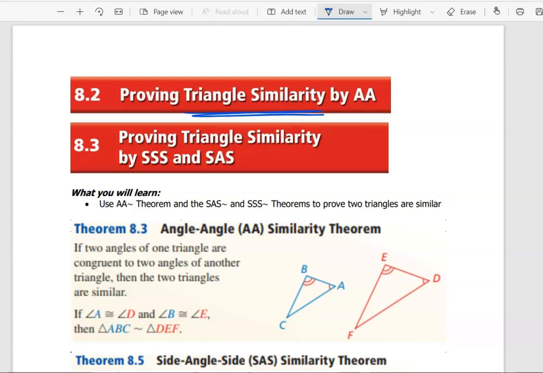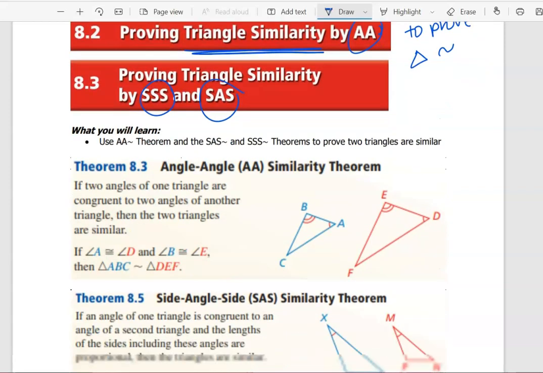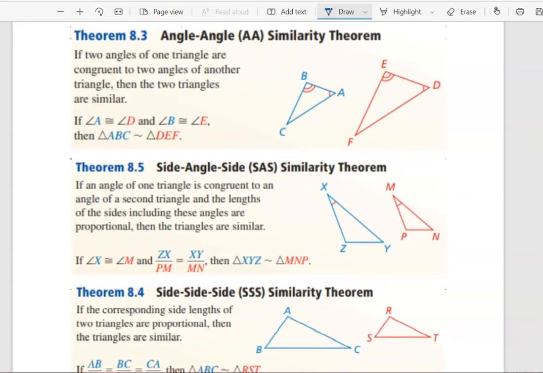So what we're learning here are shortcut methods to prove triangles are similar. And we've got three of them. We can prove triangles are similar by AA, angle, angle; SSS, side, side, side; or SAS, side, angle, side. And that's what we're going to talk about in this video. Let's jot down and read about those three different shortcut methods, the three different theorems.